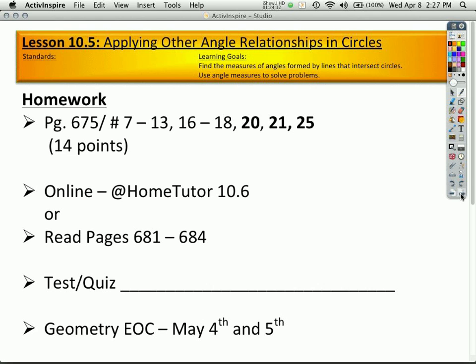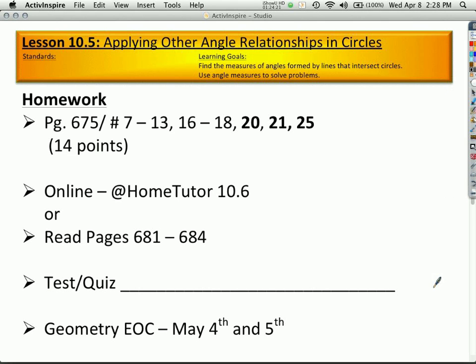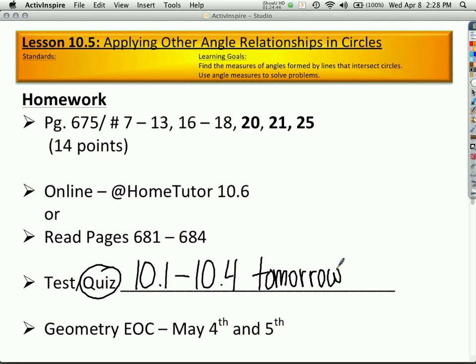So, you guys did a good job today. Your homework is page 675. You're doing numbers 7 through 13, 16 through 18, 20, 21, and 25. Those are in bold, which means they are going to require extra attention. Do the at-home tutor for 10.6 or read the next section. And you have a quiz on 10.1 to 10.4 tomorrow. So today's lesson will not be included.